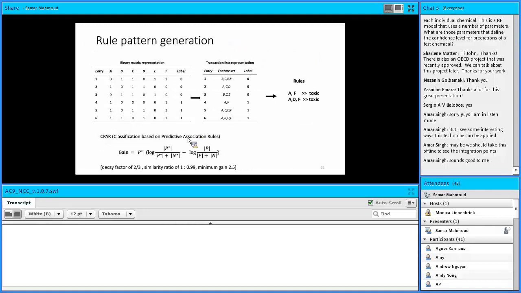And in this case, the emerging pattern or the rule method that we've used is CBA, which represents classifications based on predictive association rules. And basically what it does, it takes data in a list or a transaction form, which means just a list of features to describe the toxicity or absence of toxicity in a combination of these features.